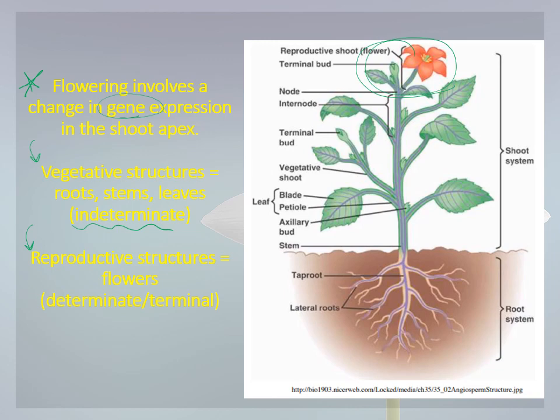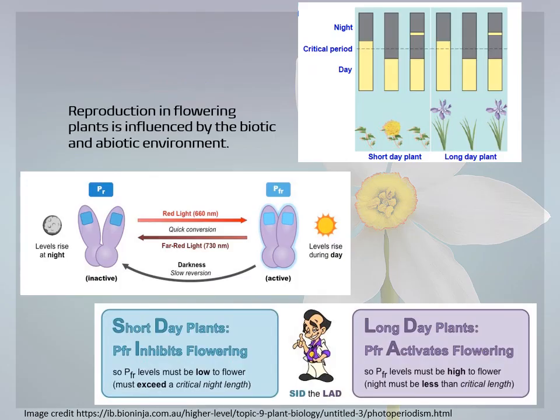They can just keep growing and growing indefinitely, as opposed to the reproductive structures, which have a very pre-planned determinate size and shape, and they just grow to that and then they're done. So how do the plants know when to flip from indeterminate growth, stems and leaves and whatnot, and instead start to grow those determinate pieces, the flowers? It's all about influences of that abiotic and biotic environment.